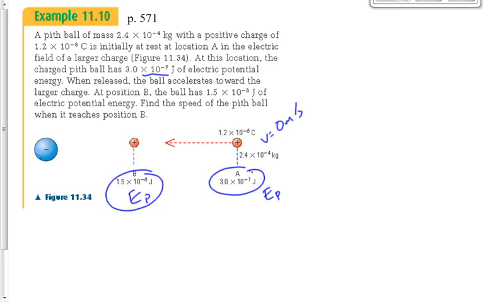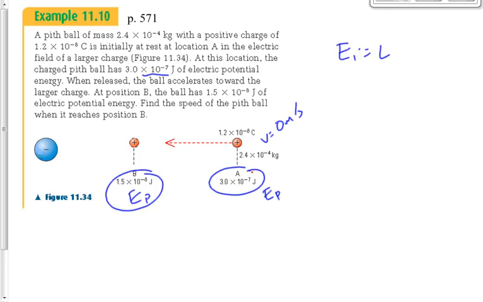A charged particle is speeding up. What do we do when a charged particle speeds up? We picture a car going down a hill. Simple as that. When a car goes down the hill, we always use E_i equals E_f.